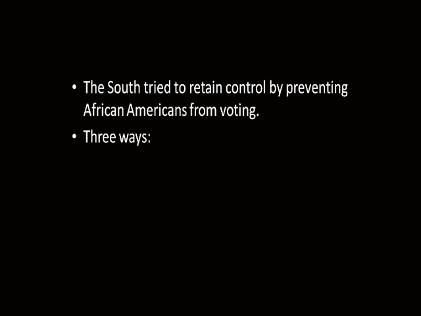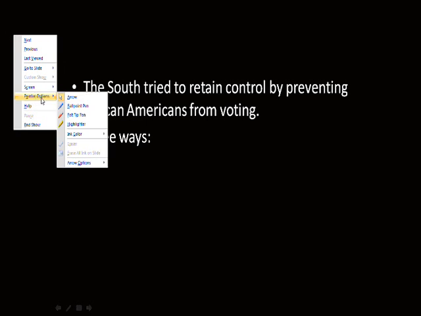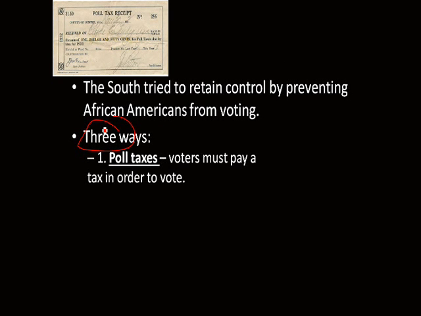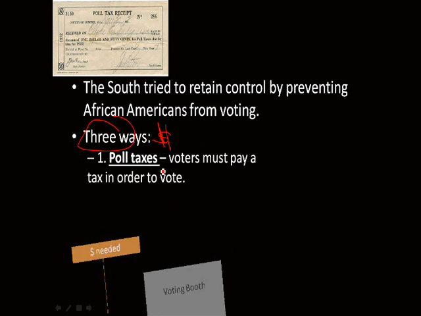All right, so we're looking at, during Reconstruction, thanks to the 14th Amendment, African Americans are now given the right to vote, but the South is going to try and keep them from voting three different ways. And you do have to know the three. The first one is poll taxes. Taxes we know are you have to pay something in order to be able to do it, so this is simply, you have to be able to pay a tax in order to vote.